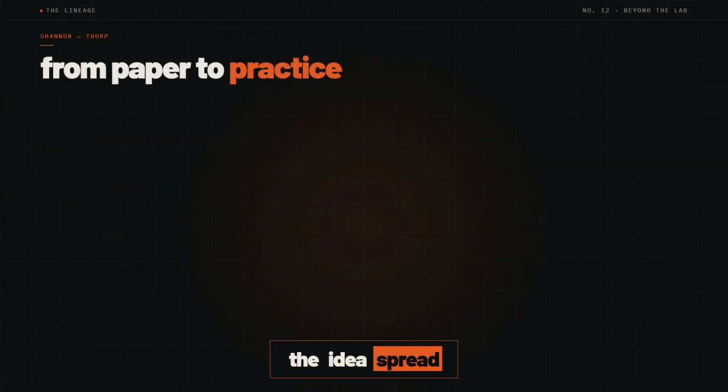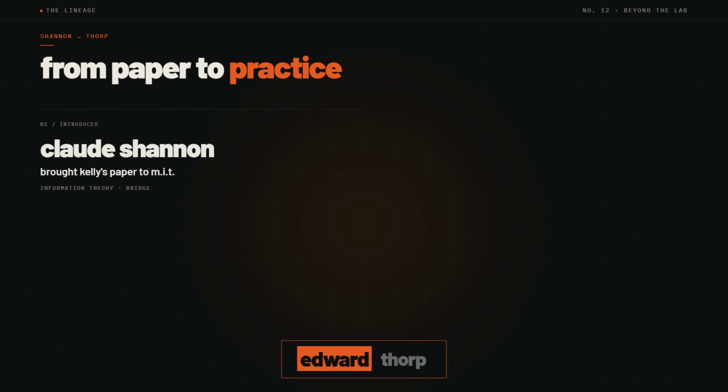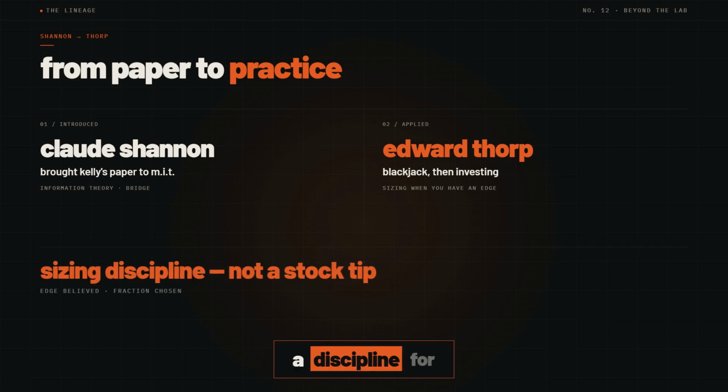The idea spread beyond the lab. Claude Shannon introduced Kelly's paper to Edward Thorp at MIT. Thorp applied Kelly-style sizing to blackjack and later investing, not as a magic stock tip, but as a discipline for sizing when you believe you have an edge.